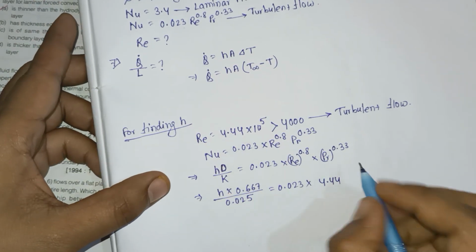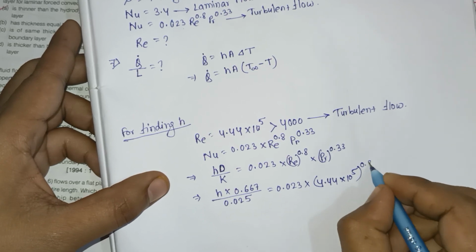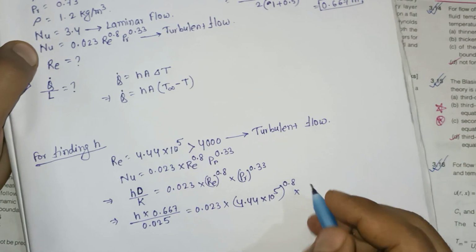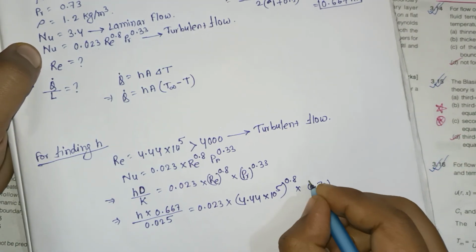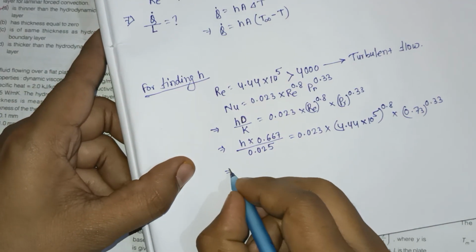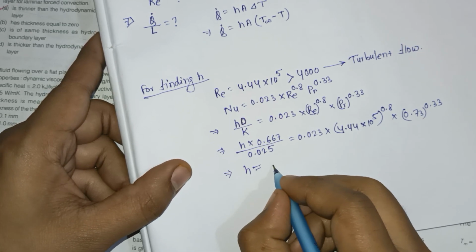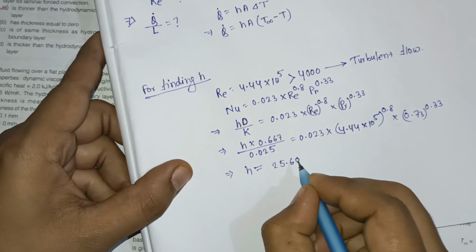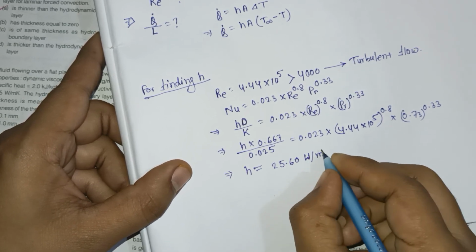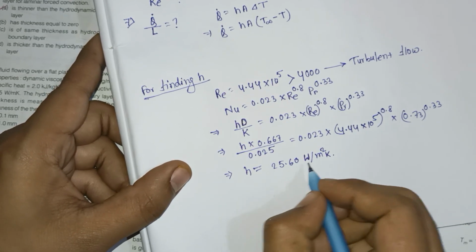That is equal to 0.023 times the Reynolds number, 4.44 into 10 to the power 5, to the power 0.8, times the Prandtl number, which is 0.73, to the power 0.33. From here you can get the value of h, that is 25.60 watt per meter square Kelvin. So this is the value of h.